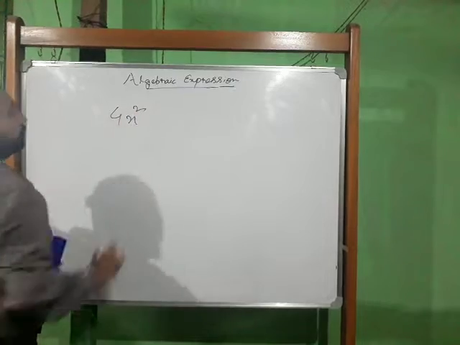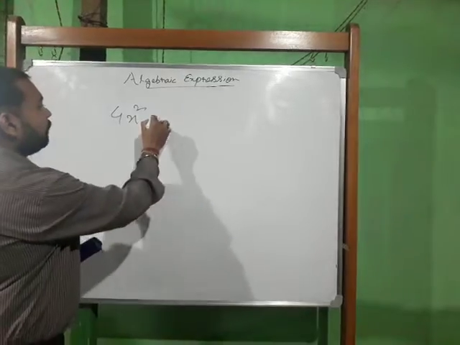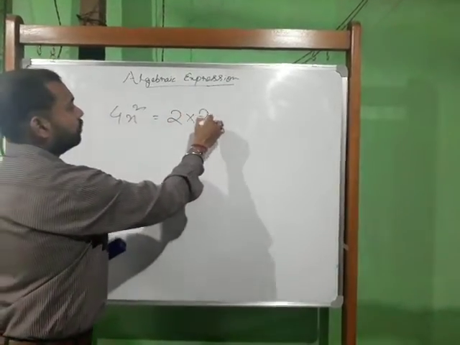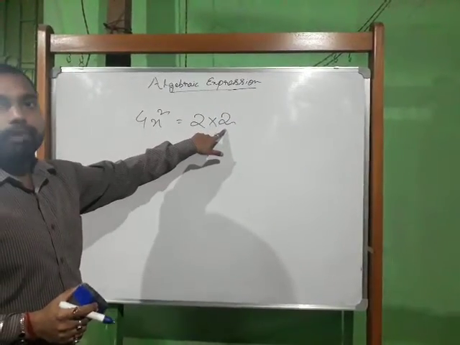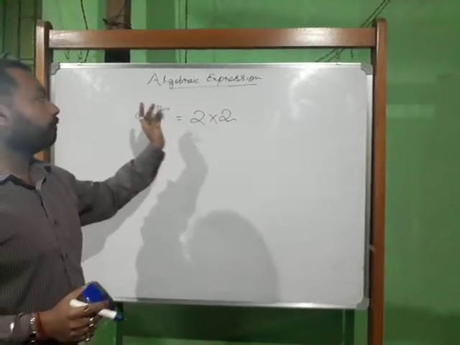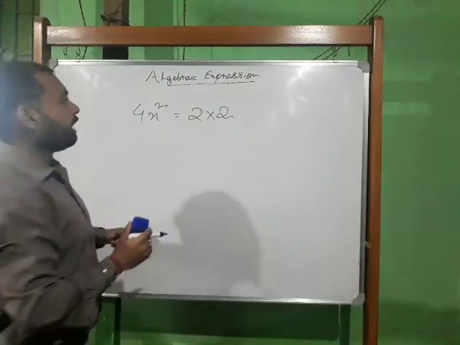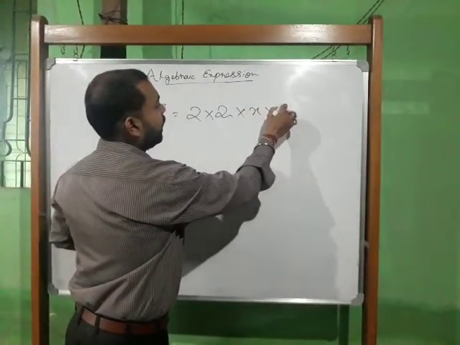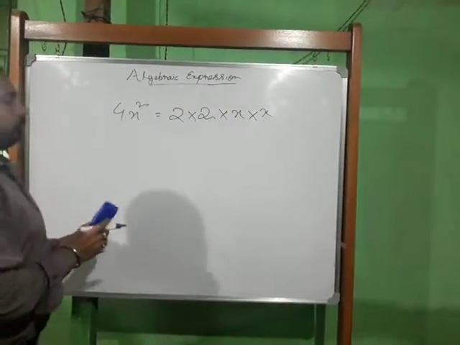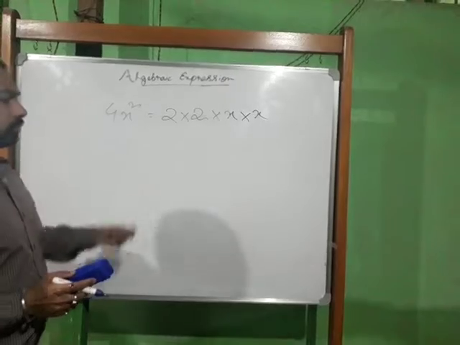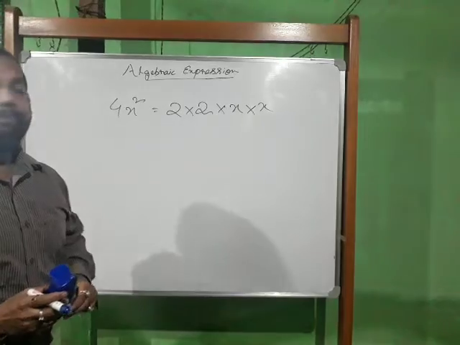4x square. So this is a term. Now what is the factor of this term? So what can we write? 4 we can write as 2 into 2. Why? Because this 2 is a prime number. When we are writing factors, we have to convert them into prime numbers. So 4 can be written as 2 into 2, and x square can be written as x into x. So these all are the factors of 4x square. Now I have told you about the terms, factors, and how they create an algebraic expression.